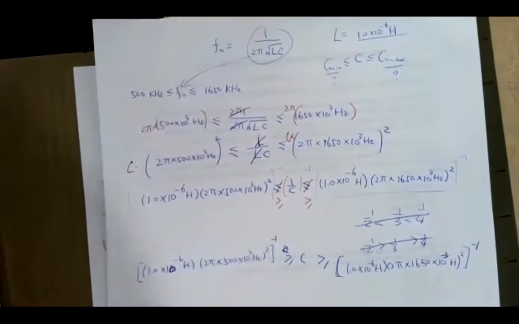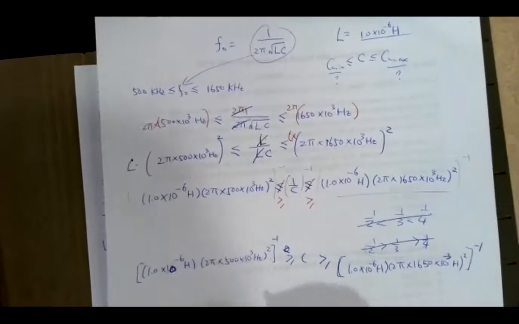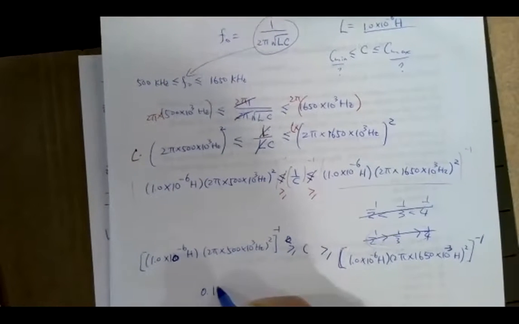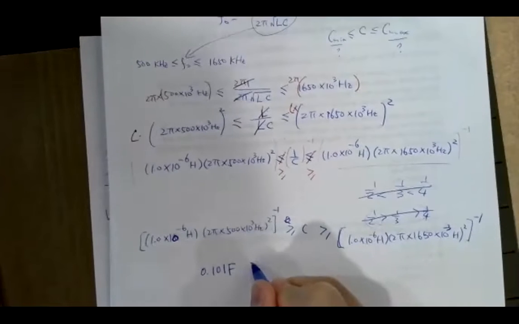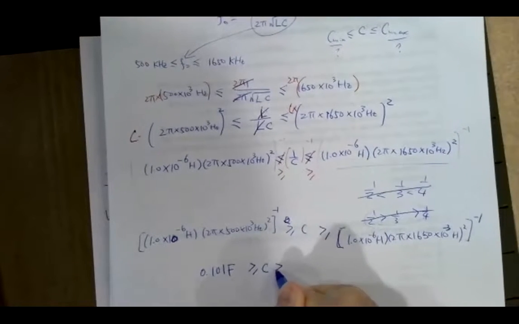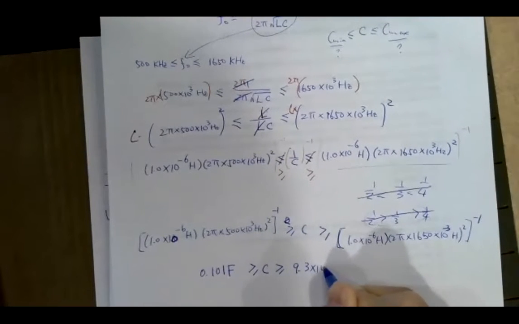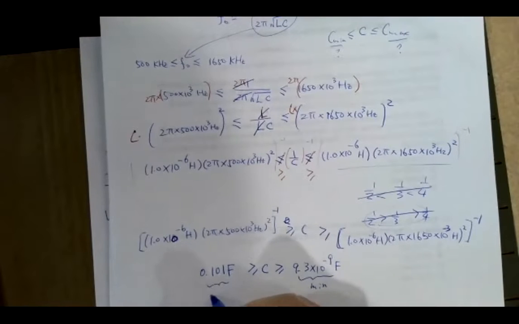Inverse. Okay. So that will give you at the end, on this one, it's going to be roughly 0.1 farad, greater or equal to C, and greater or equal to this end, which will be 9.3 times 10 to the negative 9 farad. Okay, so this is your minimum. This is your maximum.